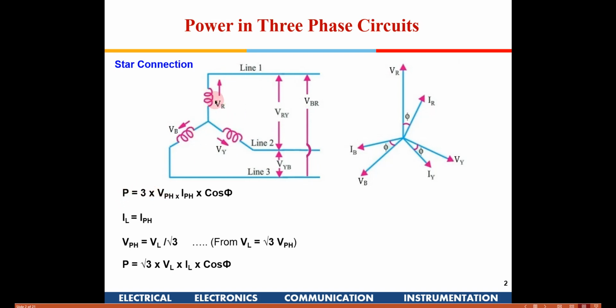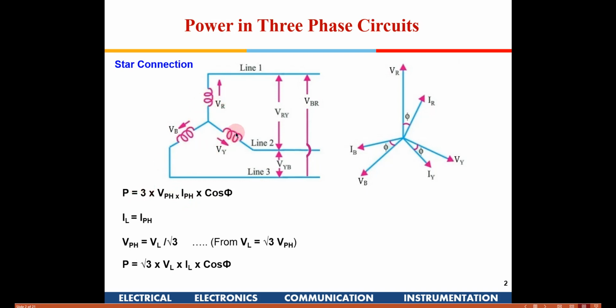this is the source. So there are three arms of the star connected source. In each arm, the power will be the phase voltage into the phase current and the COSPHI. Phi is the angle between the phase current and the phase voltage, right? And why are we multiplying it by 3? Because there are three such arms.